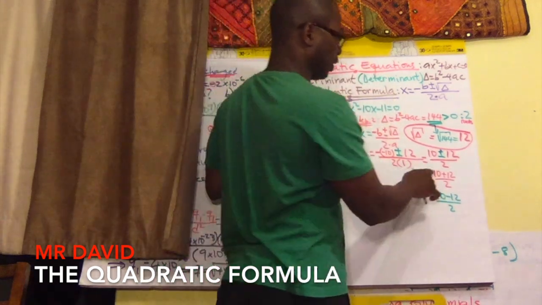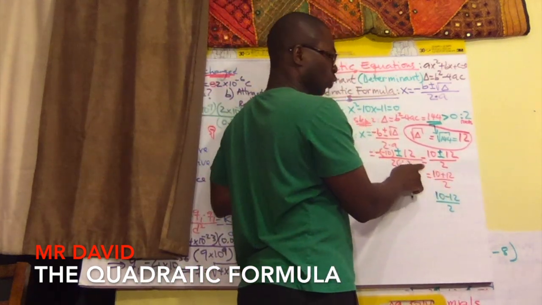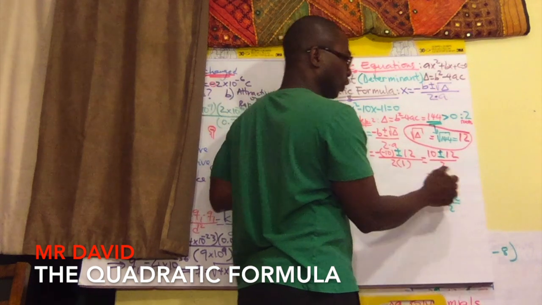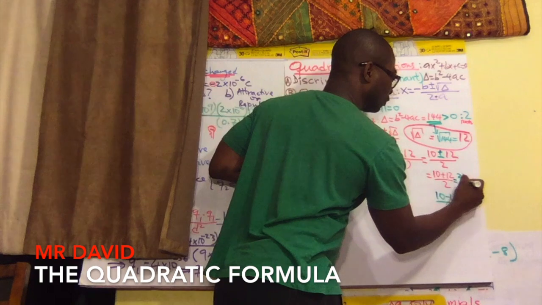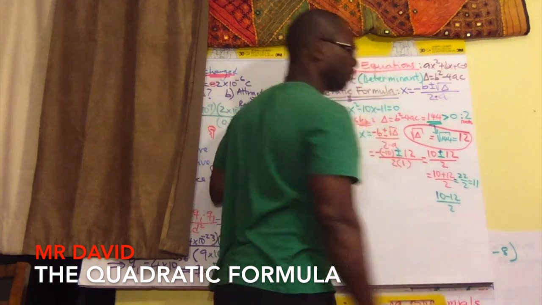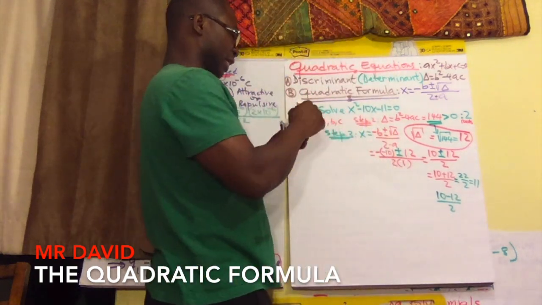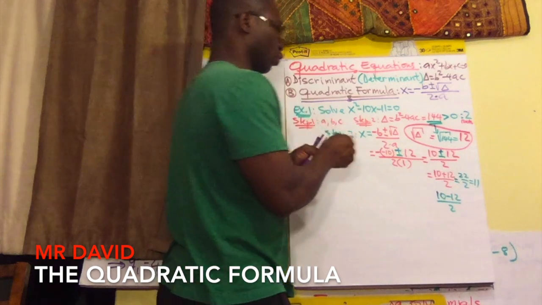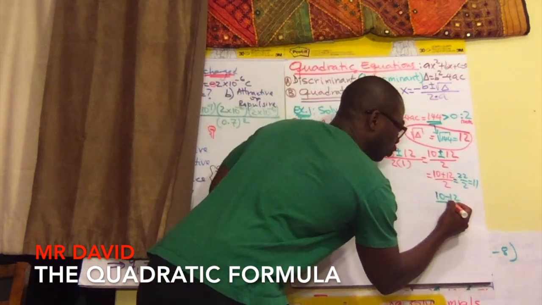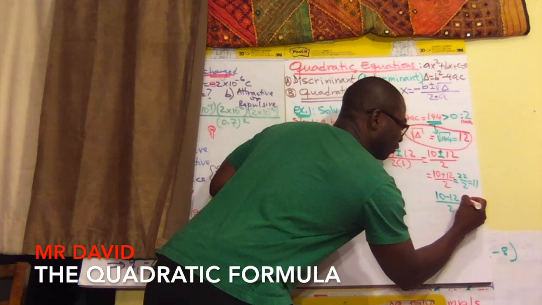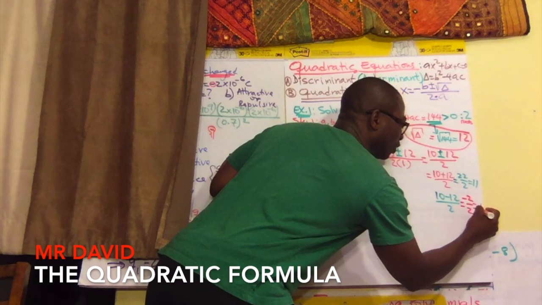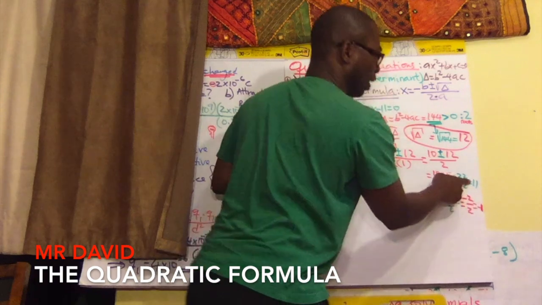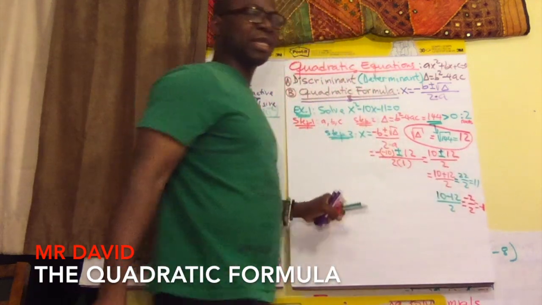So what is 10 plus 12? That's 22. 22 divided by 2 is 11. So this is one of the answers. Here's the second answer. 10 minus 12 is negative 2. Negative 2 over 2 is negative 1. So we have two answers. One is 11. The other one is negative 1.